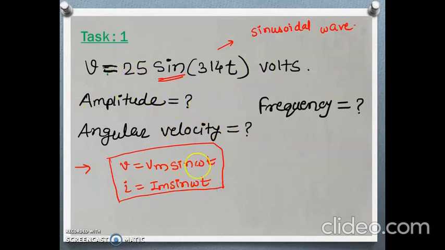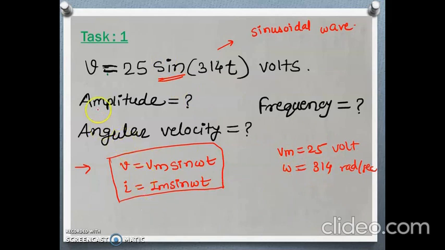Here compare this equation with this equation. Comparing, we can find that this is 25, this is Vm, that means Vm is equal to 25. And this is sine of bracket omega t, so omega will be 314. And this Vm is the maximum value or peak value of voltage, which is also known as amplitude. Vm will be in terms of volt, and omega is in radian per second. By comparing, we can write this.